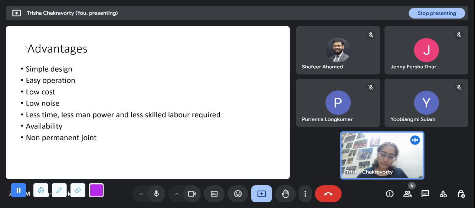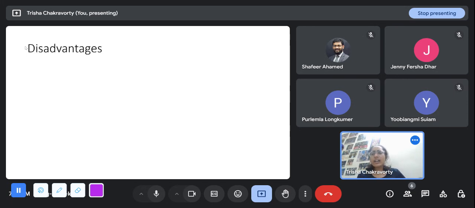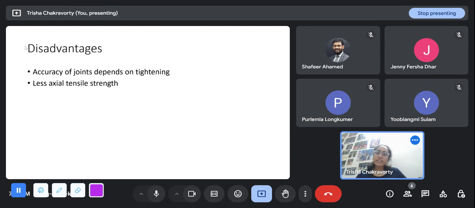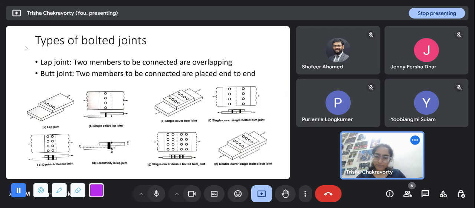So it is a non-permanent joint, and there is no risk of heating operation like welding, and it can be easily replaced. Since it can be removed, it can be easily replaced. And disadvantages are the accuracy of the joints depends on tightening. The bolts generally have less axial tensile strength than welds. There is high effect of vibration. It is more weighty than the welds, and proper lubrication is required, and it requires protection against corrosion.